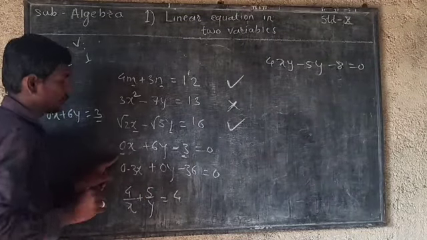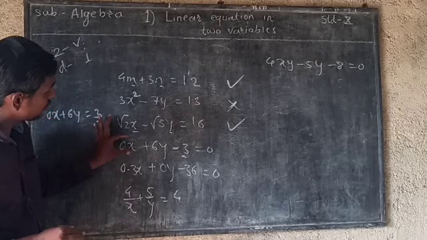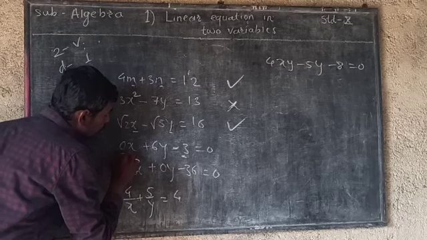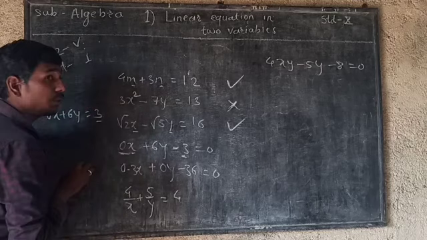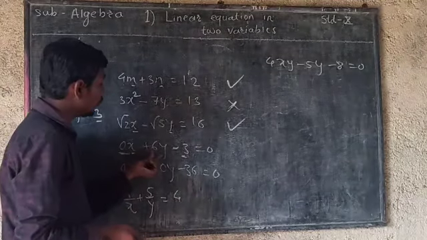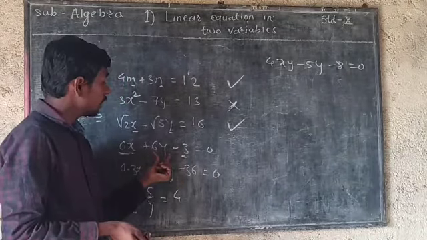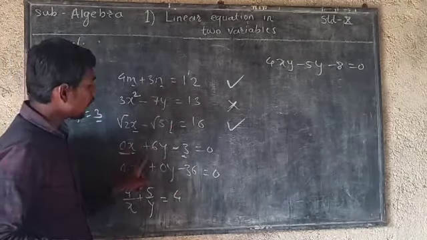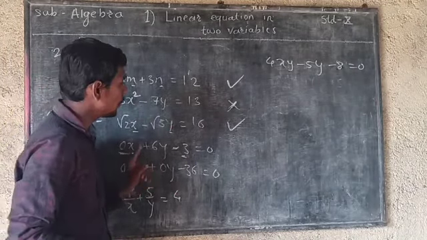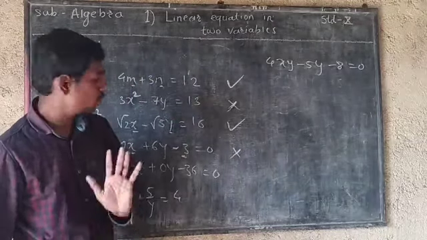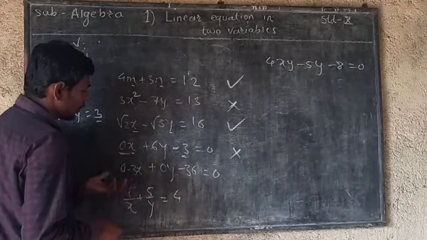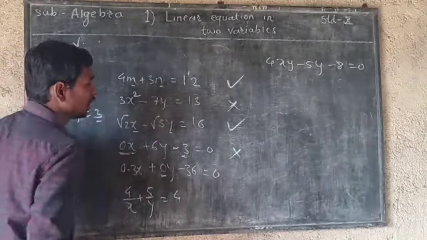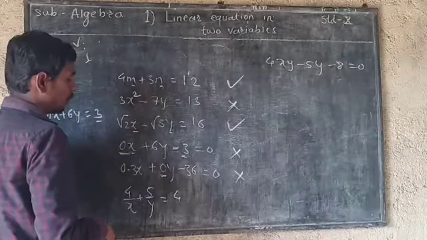So here is 0. The coefficient of the first variable, that is x, is 0, right? So because of this 0, this x will also convert into 0. So it will become only an equation in one variable. Means because of this 0, we cannot say this is a linear equation in two variables. So it is not a linear equation in two variables. Now the fifth question, we can see here is 0. Means same as this, right? So it is also not an equation in two variables.